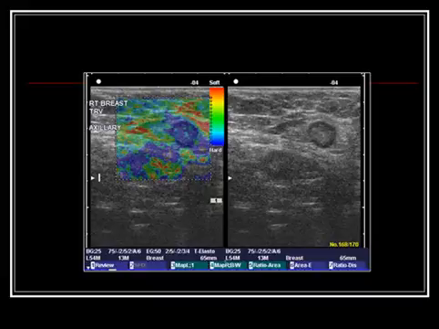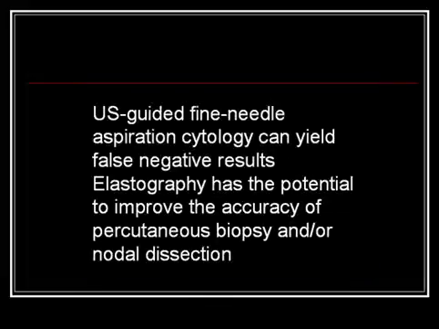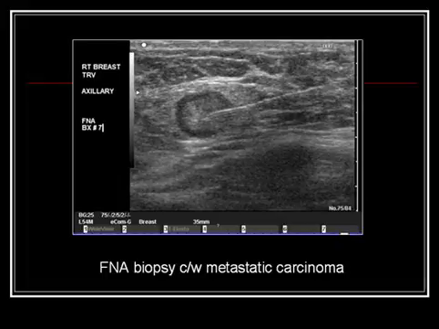Since we were studying the actual mass with the elastography, we then decided to also investigate the lymph node, and it shows a classic score 4 lesion, which is consistent with a malignancy. Since ultrasound cytology can yield false negative results, elastography seems to have a potential to improve the accuracy of percutaneous biopsy. In our situation, when we biopsied that node, the results came back metastatic carcinoma, and basically it staged the patient, and she did not have to go through the sentinel lymph node.